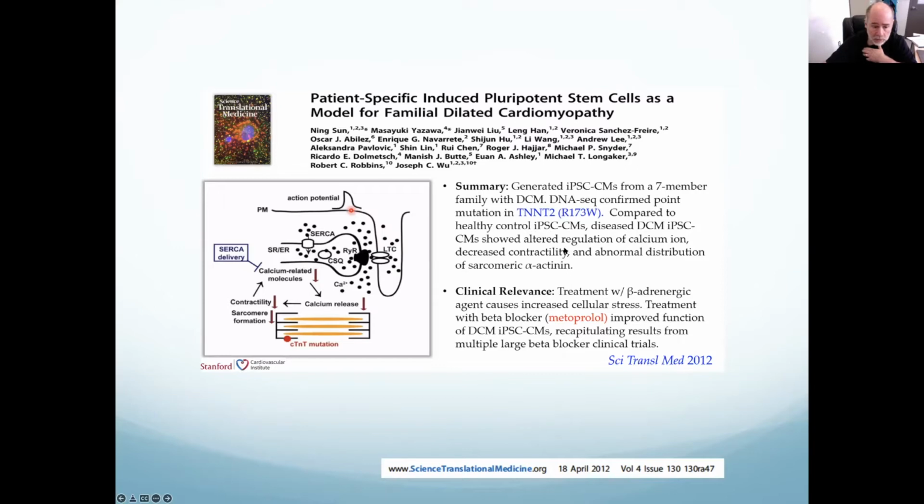And then what he showed was a phenotype with disorganized sarcomere organization, hypersensitivity to adrenergic receptor stimulation, and big changes in contractile function and calcium handling. But he also showed in that model that you could treat those cells with a beta blocker and it improved their function, which reflected what was seen in clinical trials. So it gave us some hope that we could use these models to track disease evolution and test therapies.